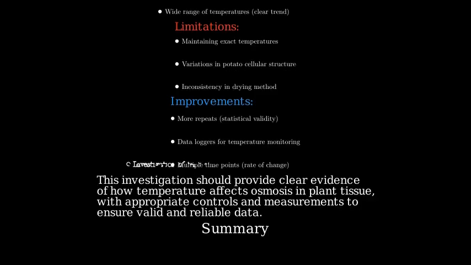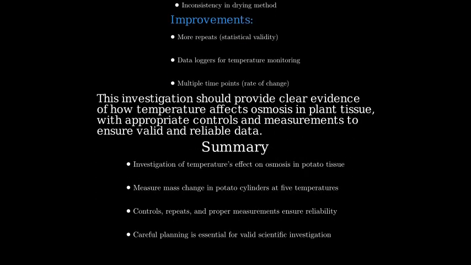To summarize our plan, we'll investigate how temperature affects osmosis in potato tissue by measuring the change in mass of potato cylinders after immersion in distilled water at 5 different temperatures. We've designed a procedure that controls important variables, includes repeats for reliability, and will allow us to clearly see the relationship between temperature and the rate of osmosis. Remember that careful planning is essential for any successful scientific investigation.